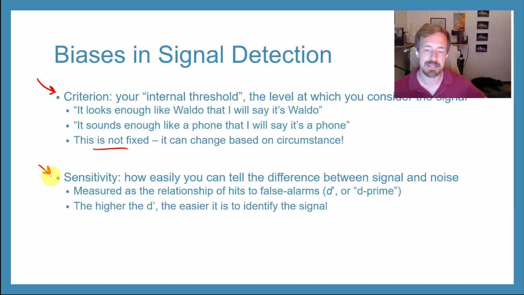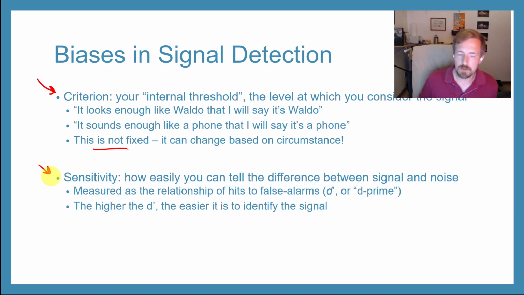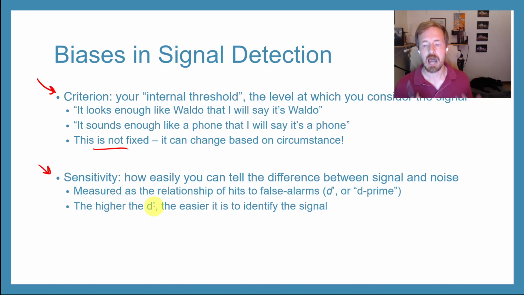Sensitivity is going to be how easily you can detect the difference between signal and noise. Sensitivity is how much the signal stands out from its surroundings. So for Waldo, if Waldo was red and white and everything else was blue, he'd stand out pretty easily, right? So his sensitivity would be much higher. If we're talking about a phone, to go back to this example, if I turn the ringer up, that would be turning up my phone's sensitivity. Now it stands out more from the noise.